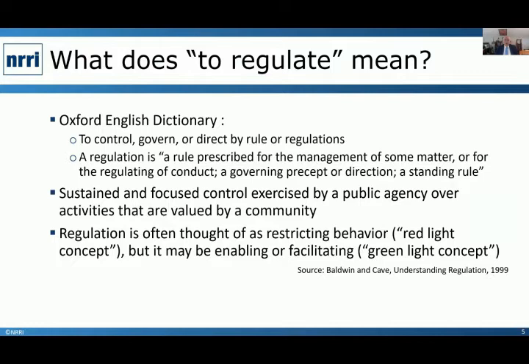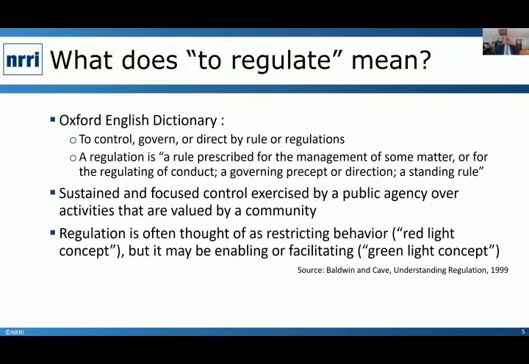Regulation is often seen as a negative, or red light concept, but there are also positives where regulation facilitates behavior and the adoption of behavior, called the green light concept. One example is the implementation of energy efficiency in the electric utility and gas utility industries, and actually in the water industry as well, where under normal circumstances, those business models did not encourage conservation and energy efficiency.